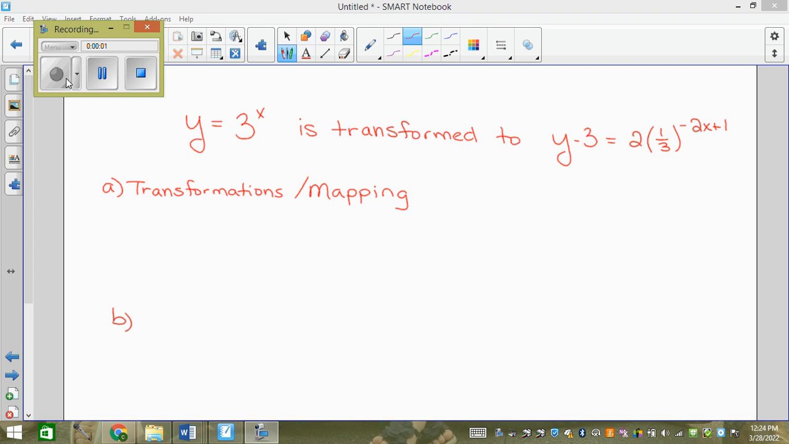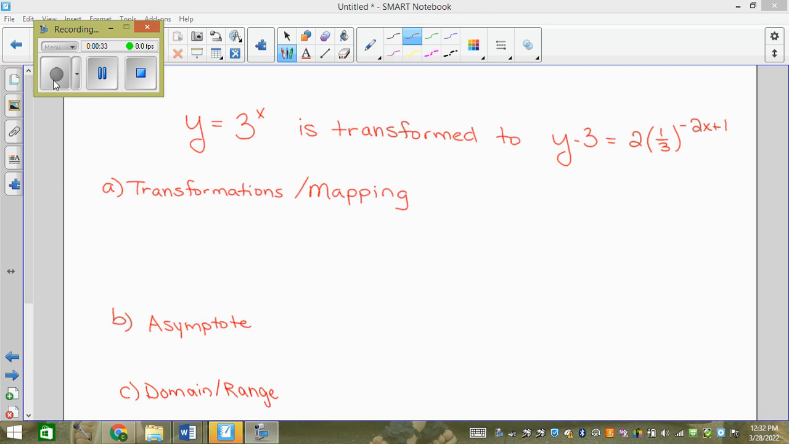The question I'm giving you is y equals 3 to the x is transformed to y minus 3 equals 2 to the 1/3 negative 2x plus 1. I want the transformations and mapping, and then I want the asymptote, and then I want domain and range.